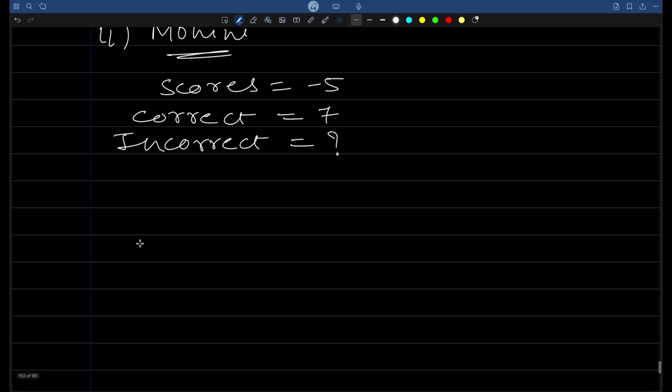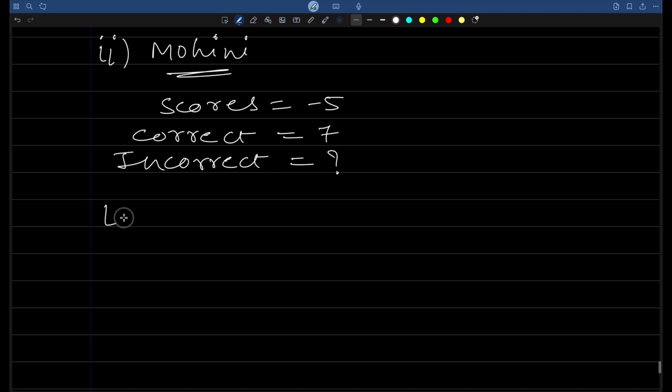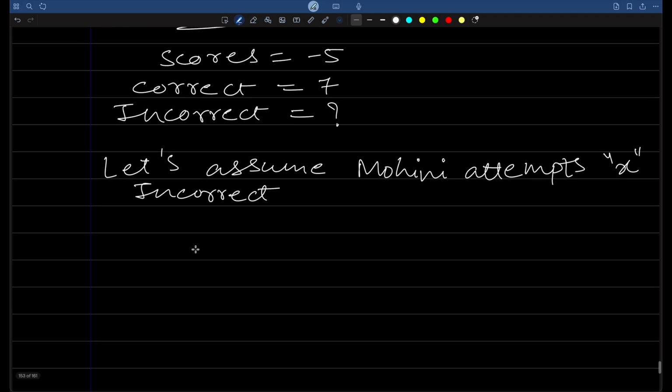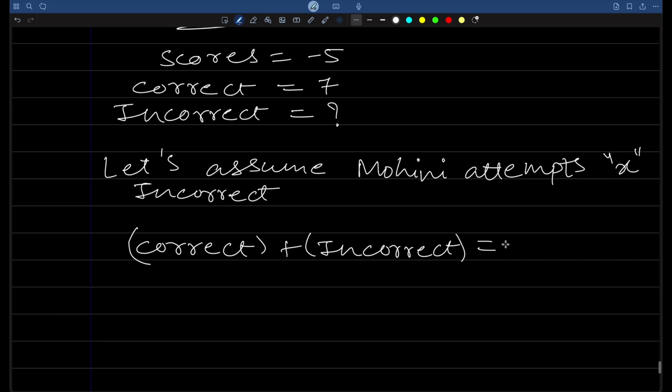We will assume that, let's assume Mohini attempts x incorrect. Now we will get correct score plus incorrect score, that is equals to total score.